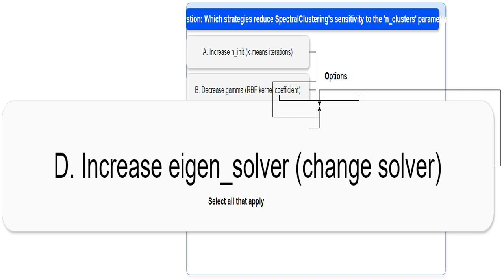Changing the eigen_solver, the algorithm used to find eigenvectors, will change the computational efficiency and perhaps numerical accuracy. But it will not directly reduce sensitivity to the number of clusters chosen. It is not related to the choice of n_clusters.